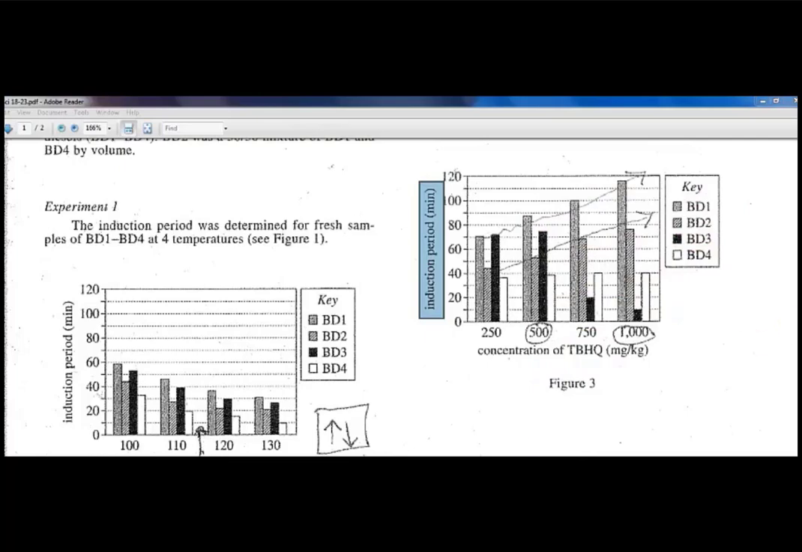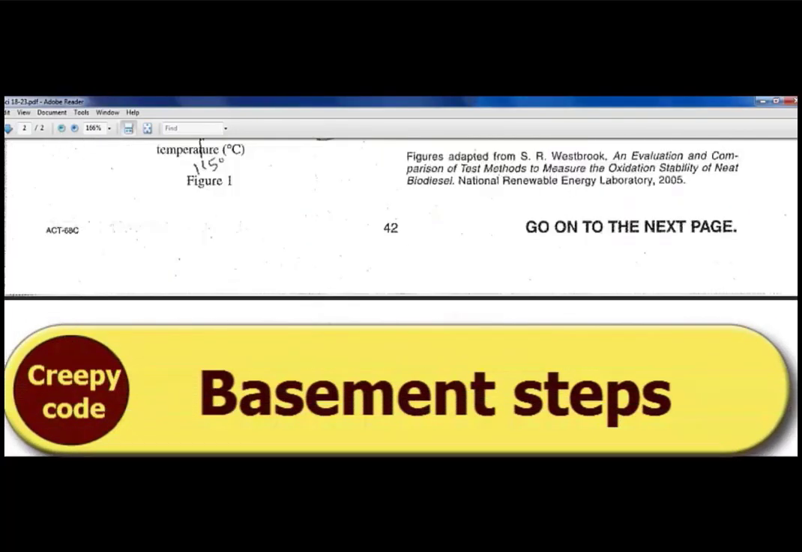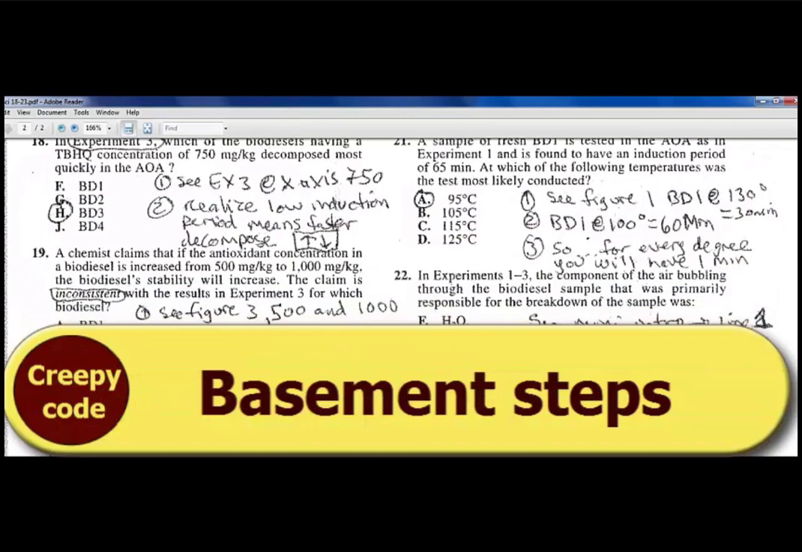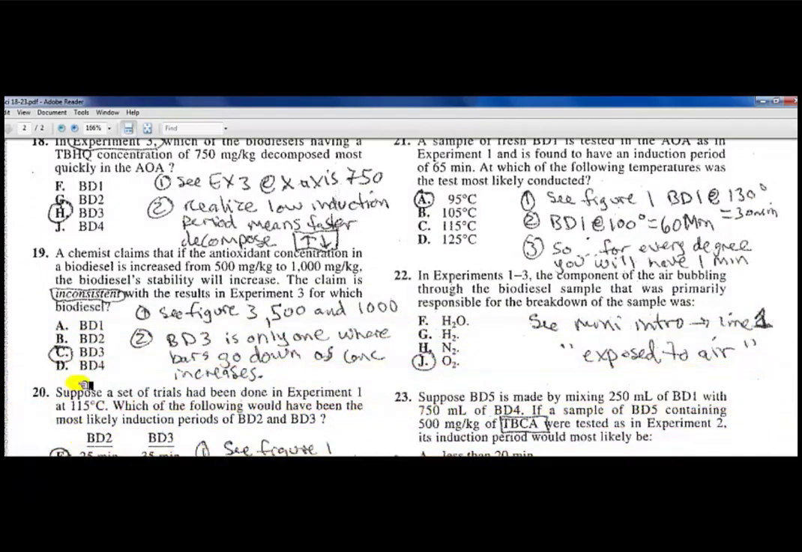Let's go ahead, scroll down to our answer choices here, and take a look at one that gives us that answer. BD3 is found in answer choice C for number 19.